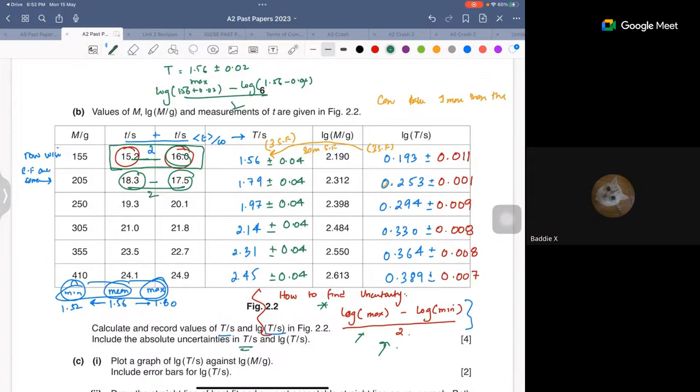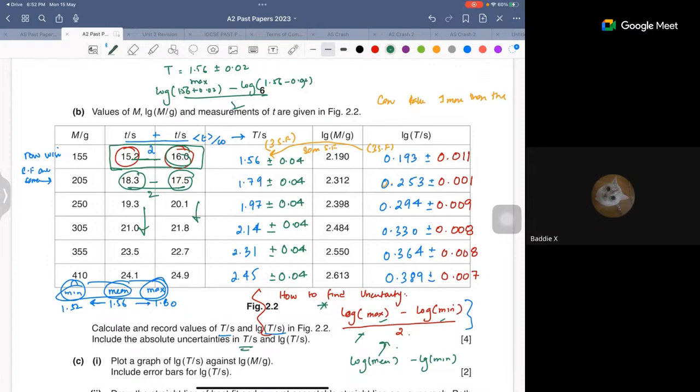The reason why I think you should not be using log of mean minus log of minimum is that when I found these values, they were rounded off to some degree. Do you agree? Definitely. They're not exactly the same values, but these are exact values. So I have used the exact ones to get the most precise value that I can get. You get it?